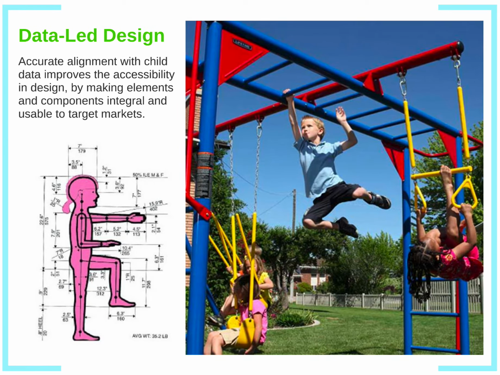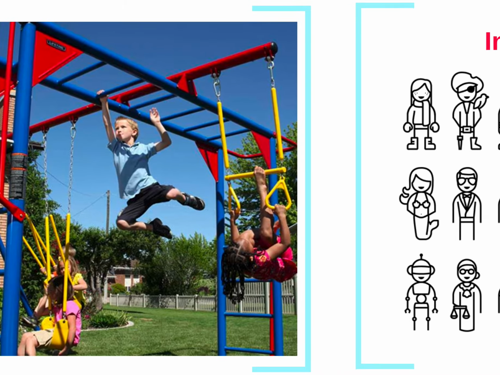Data-led design is very, very important, just like we said. If you're designing something like up here for the children, and you say that the minimum age range would be 4 or 5, then you can use that data to start working on what the minimum and maximum handrail widths, diameters and distances would need to be. It is an integral part of making your products usable for your target markets.